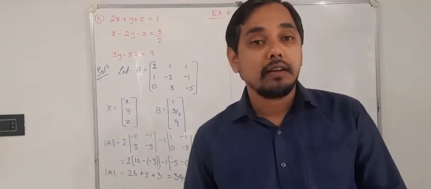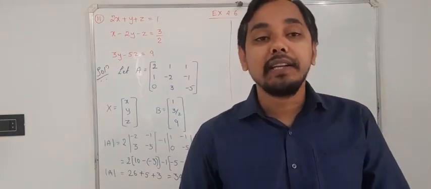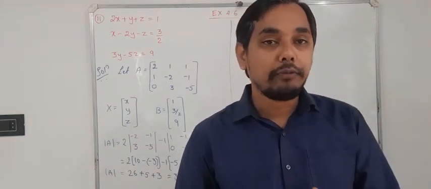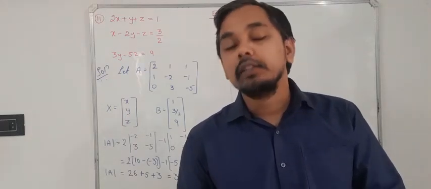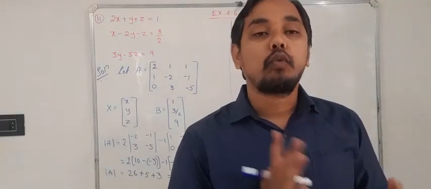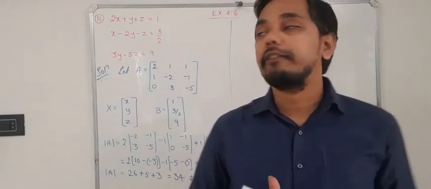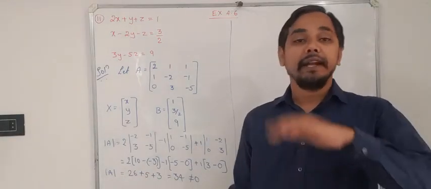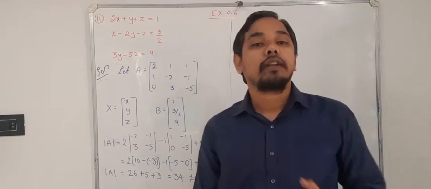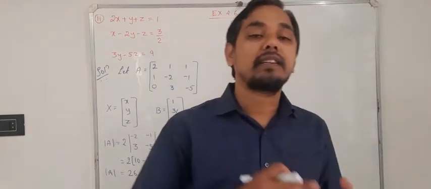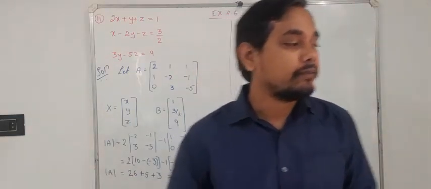So what should we do in case 1? We should directly find the value of X, which is A inverse into B. So we need to first find A inverse. What elements are required to find A inverse? That is determinant A and adjoint A. Already we have found the determinant A. Now it is time to find adjoint A.